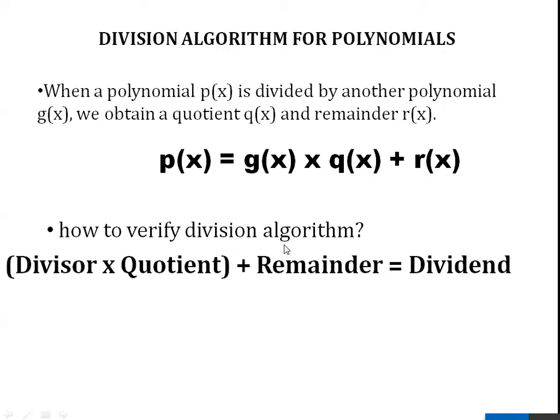How to verify the division algorithm? First, you will get a polynomial p of x to be divided by the polynomial g of x. After dividing, you will get a quotient and a remainder. With that, you will be asked to verify the division algorithm. So first, what should you do? You should multiply divisor and the quotient. Then with that product, you should add the remainder. What will you get? You will get the dividend, that is p of x. This is how you verify the division algorithm. Clear?